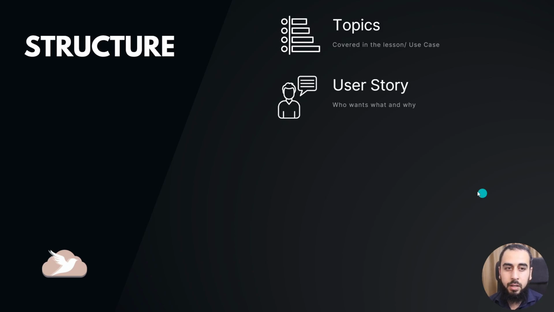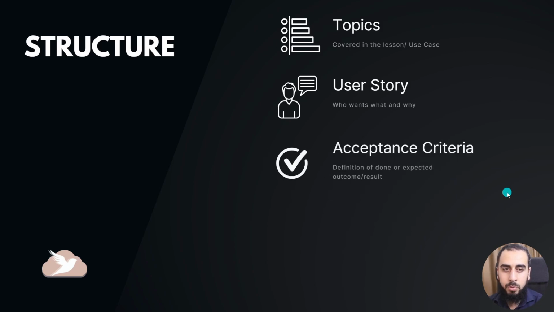The structure of a user story is that as someone, that's the who, we would like to achieve X. That's what we need to do, that's the what. And then why we need it, that's the objective. So we write the user story from a business perspective.